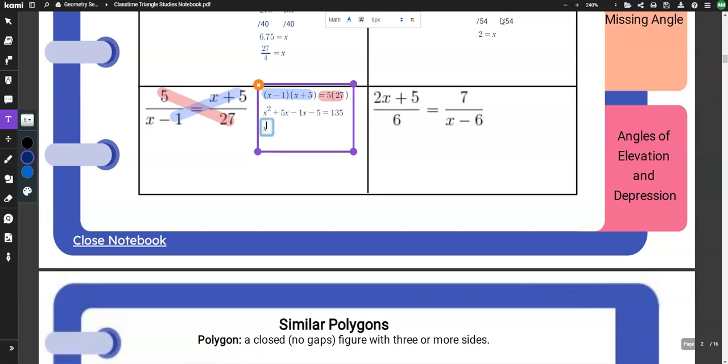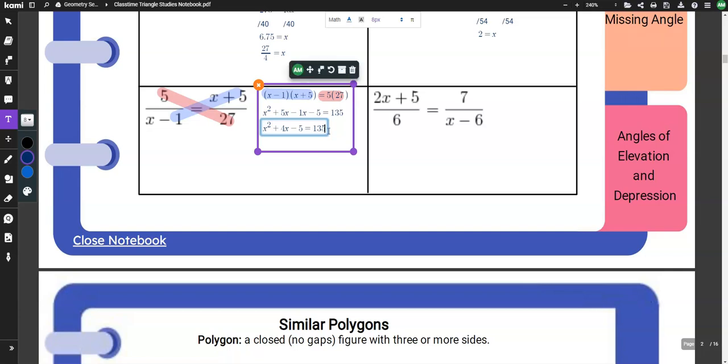So our simplified expression is going to be x squared plus 4x minus 5. And that's going to be equal to 135. Now, if you're using the Desmos graphing calculator, you can actually stop here. But what I will do is walk through how to do the quadratic formula on this one and the next one.